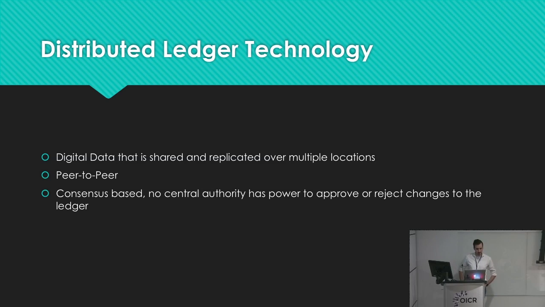So what is a distributed ledger? Essentially, it's just digital data that's shared and replicated over multiple locations. It's usually in a peer-to-peer network in some kind of overlay network, and usually it's consensus-based. So any kind of changes to the ledger, state changes, all the parties in this peer-to-peer network have to come to an agreement on how this ledger is updated and changed.